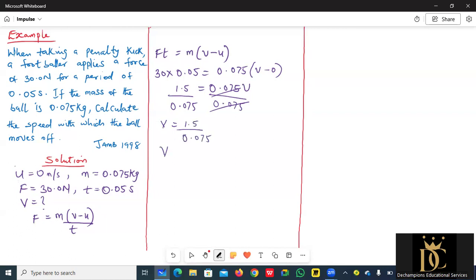So our V will be equal to, when you divide, 20 meters per second. And that is the speed with which the ball takes off. And I hope we got that. Thank you for listening.